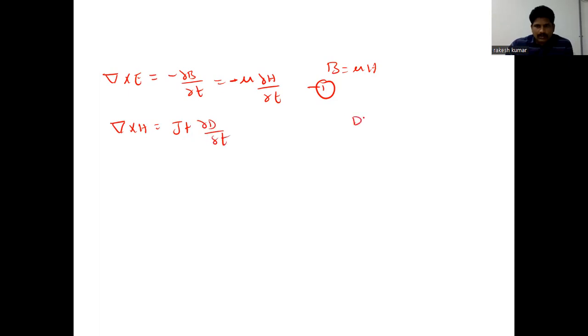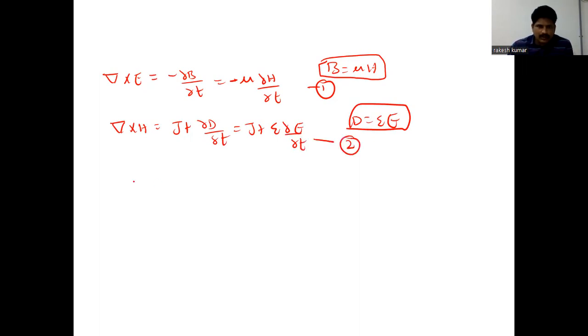Similarly, the second one, curl H is equal to J plus dou D by dou t. We know that D is equal to epsilon E and B is equal to mu H. So this can be written as J plus epsilon into dou E by dou t. Let us consider this as equation 2. That is the third equation, divergence D is equal to rho V. This can be written with D equal to epsilon E, so therefore the same thing can be written as epsilon into divergence E is equal to rho V.